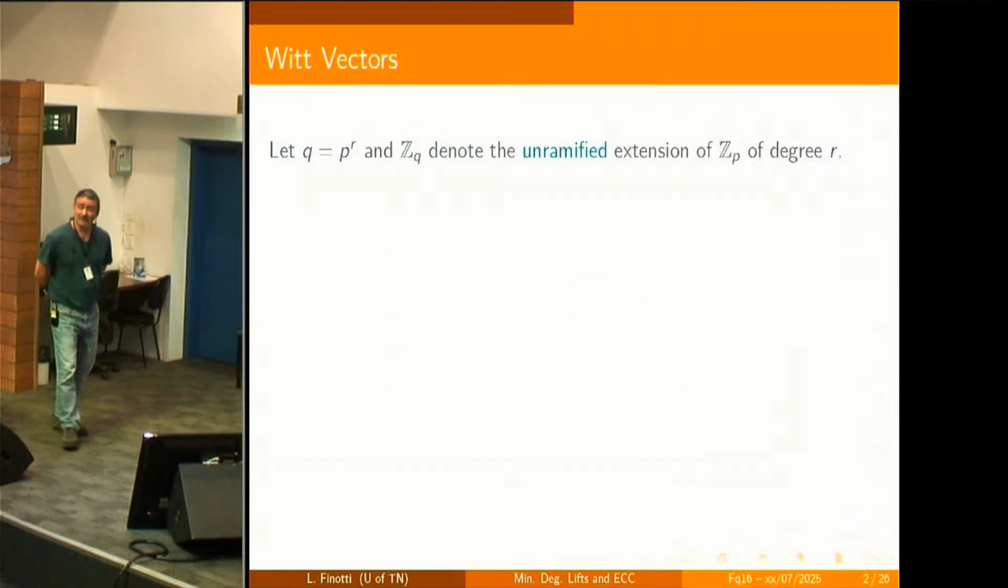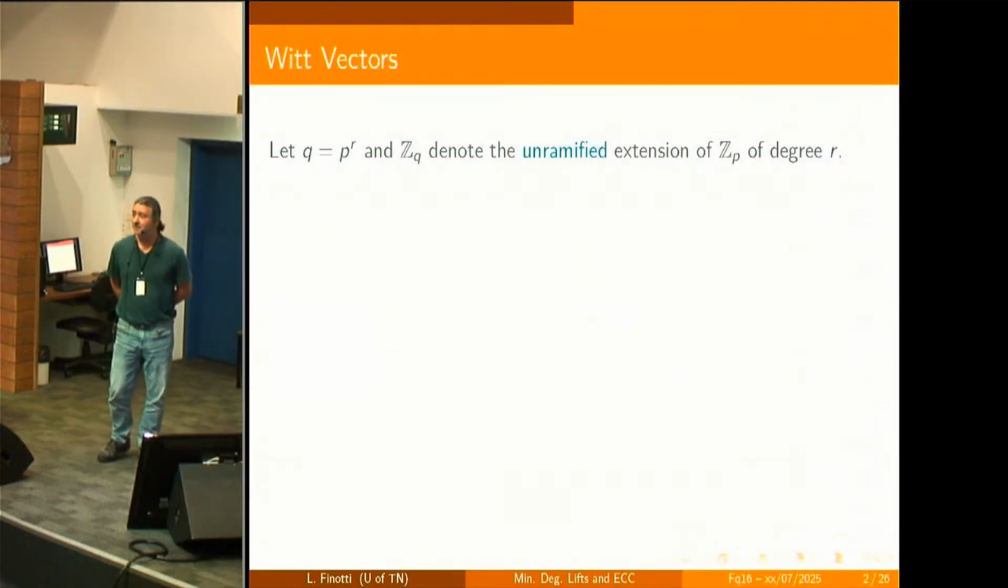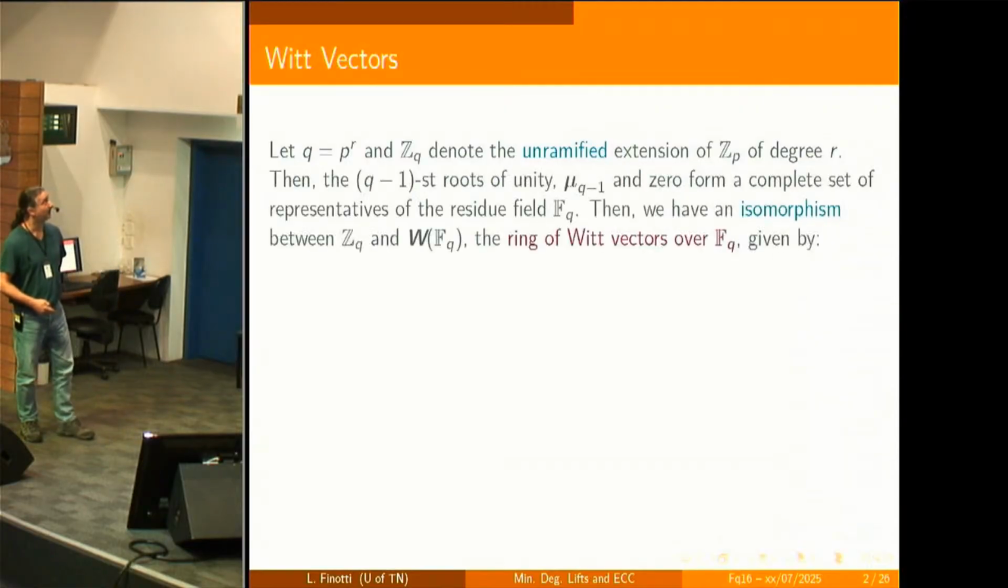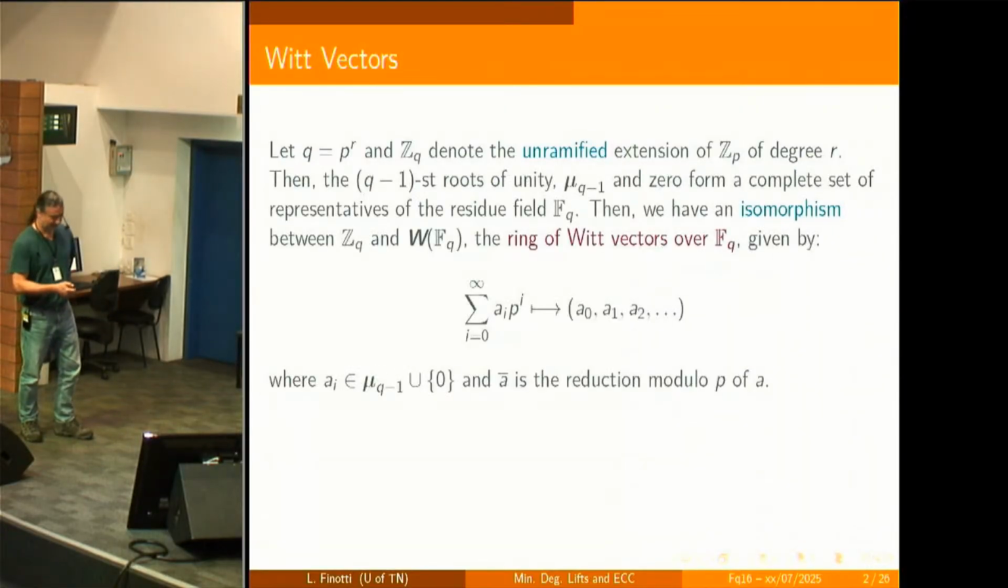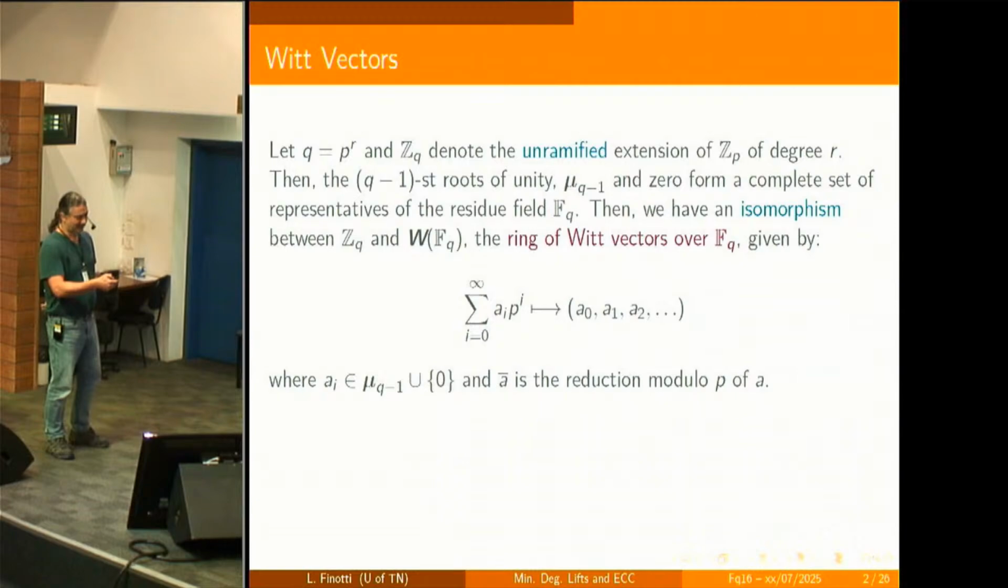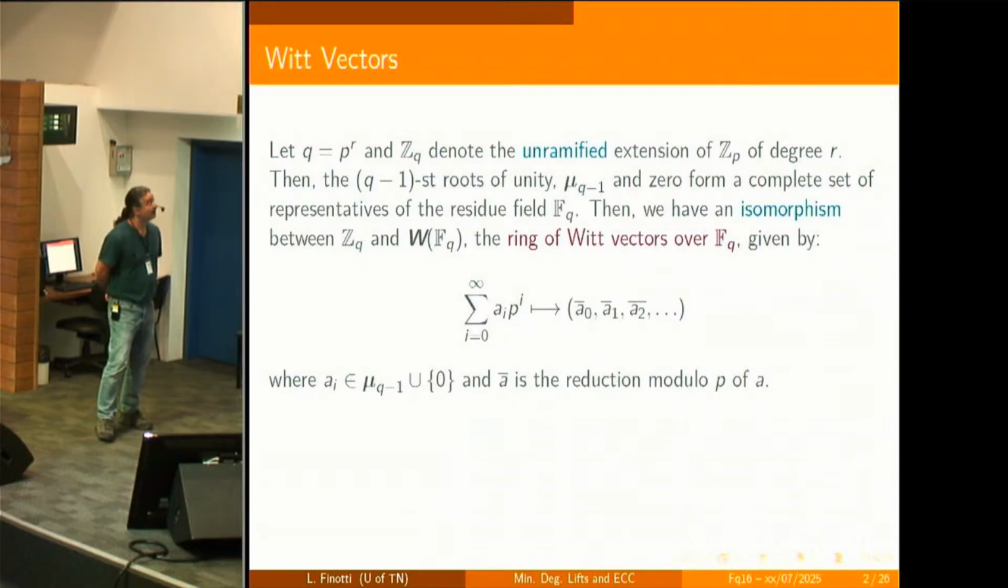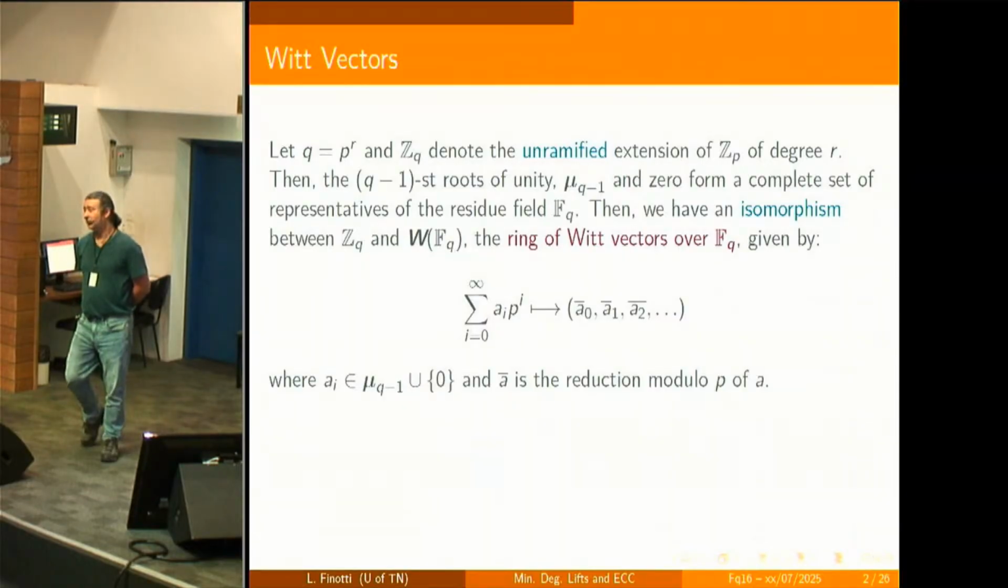So I have to introduce these objects called bit vectors. I'll do it very briefly with motivation coming from q-adic integers. So imagine that you have some q equal to some power of a prime p, and you have an unramified extension of degree r.